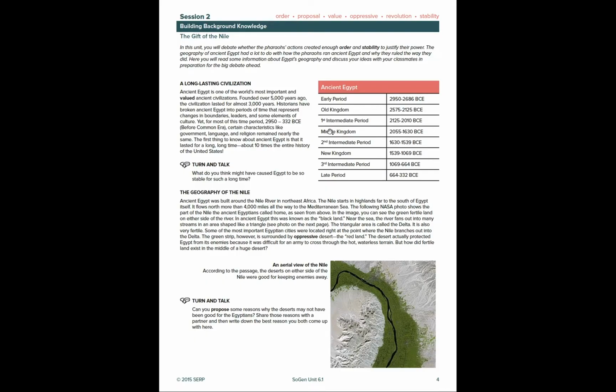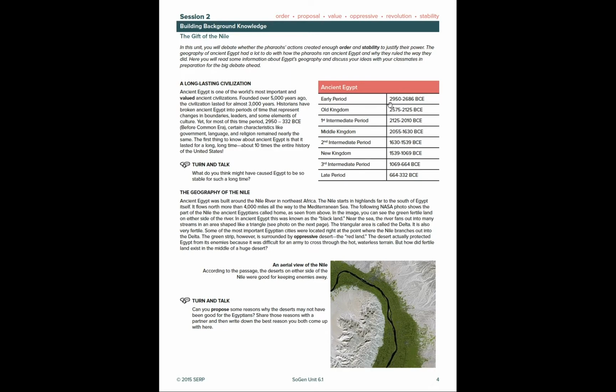Let's go back to the beginning of this section so I can show you this chart. So this is a chart that illustrates the point of this paragraph. The heading of this paragraph is a long-lasting civilization. And to illustrate it, we have this chart that is called Ancient Egypt. And we have on the right a series of years, and on the left a series of, let's call them, period names. The early period, Old Kingdom, First Intermediate Period, the Middle Kingdom, etc., etc.